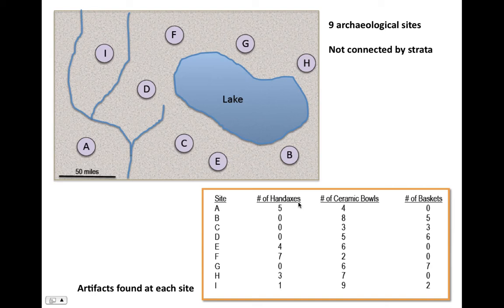We find hand axes, which are a type of stone tool. We find ceramic bowls, and we find baskets. Now, some sites have all 3, and some sites have only 2 of the artifact types.